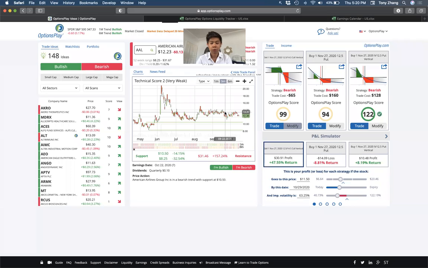Do you use TradingView for chart analysis? I do happen to use TradingView for my chart analysis.